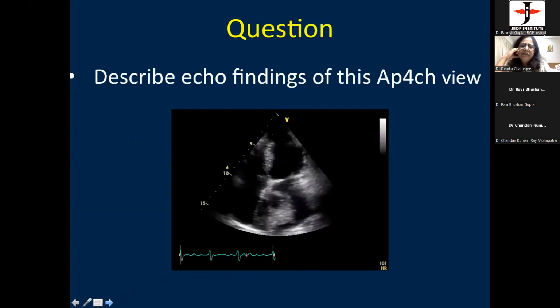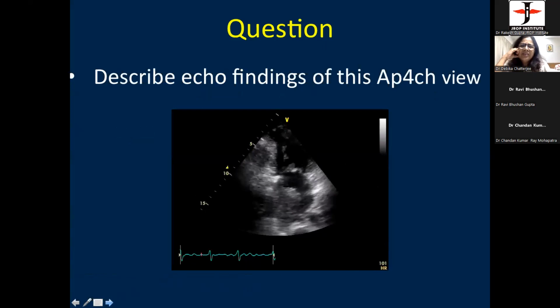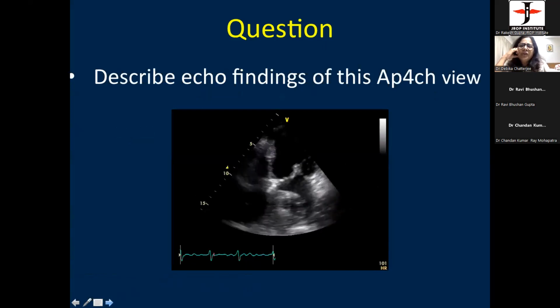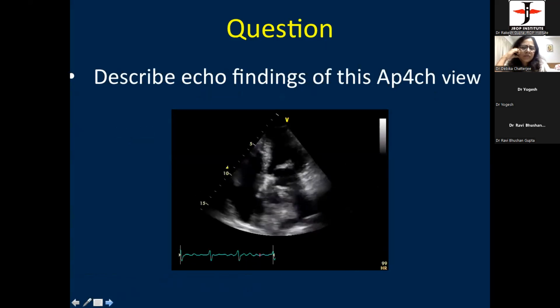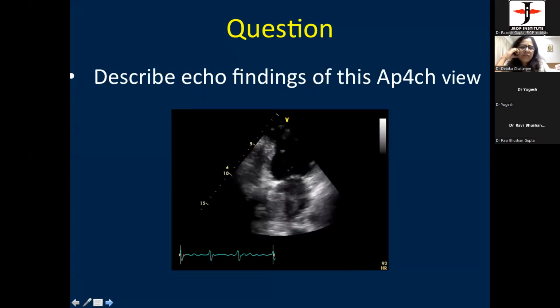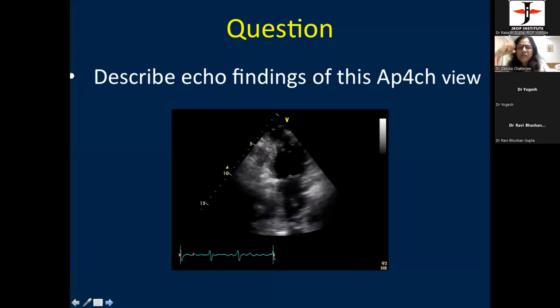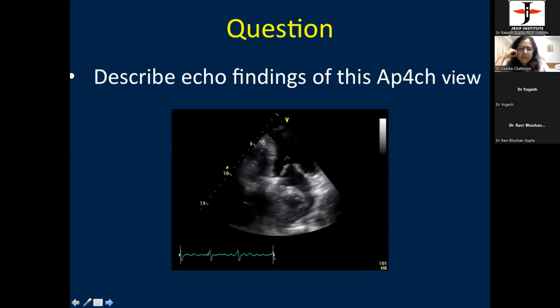Good evening, ma'am. Good evening. Describe the echo findings of this patient. Okay, yes, ma'am. This is an apical 4-chamber view. The mitral valve leaflets are thickened. The AML looks to be doming. Also, the PML is moving along with that.